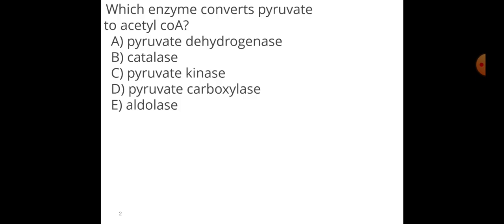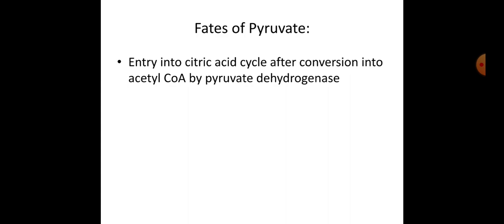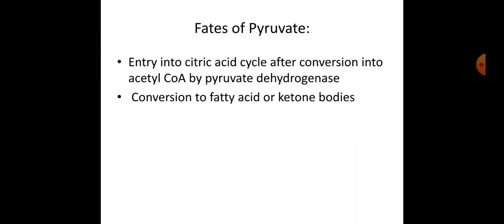As we told you in the last lectures, pyruvate can enter the citric acid cycle after conversion into acetyl CoA by pyruvate dehydrogenase. Number 2, conversion to fatty acids, ketone bodies or cholesterol. Because it goes to acetyl CoA, it can form fatty acids and ketone bodies.